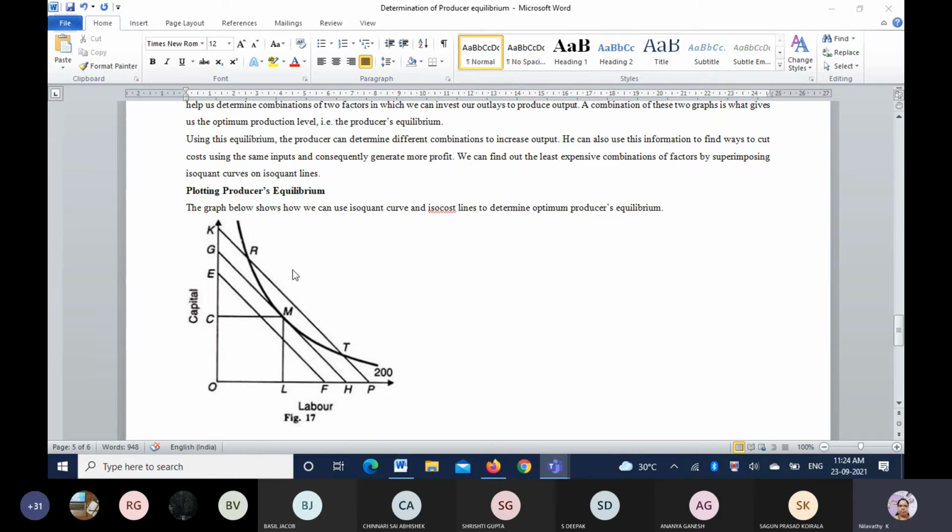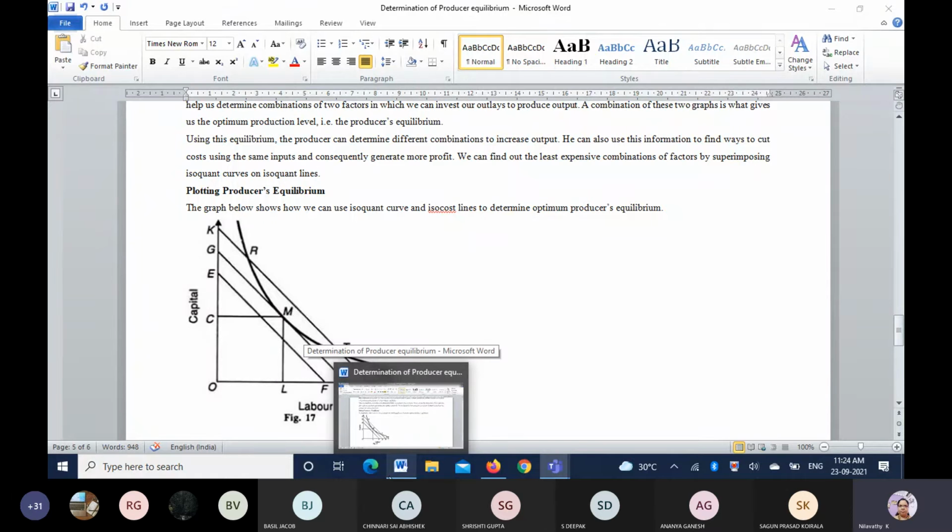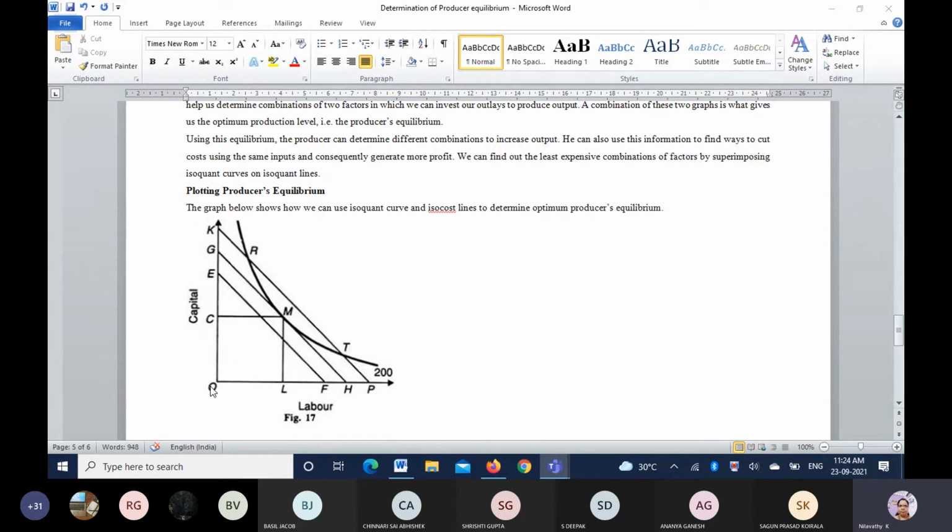and the isoquant curve should be tangential to each other. That point is the producer equilibrium point. So this tangential point we are taking, M becomes the equilibrium point. What it indicates is that as M is the equilibrium point, the producer will be using OC amount of capital and OL amount of labor, and will be producing these 200 units with the budget of 2 lakhs. Very simple. If he has 2 lakhs, he can hire OC amount of capital and OL amount of labor, and achieve the target of 200 units.